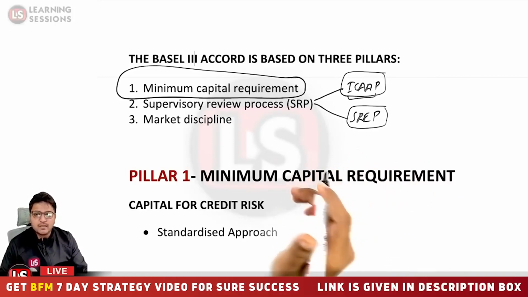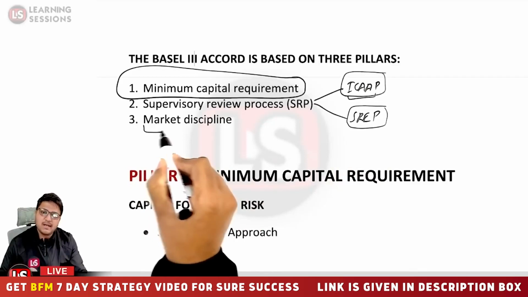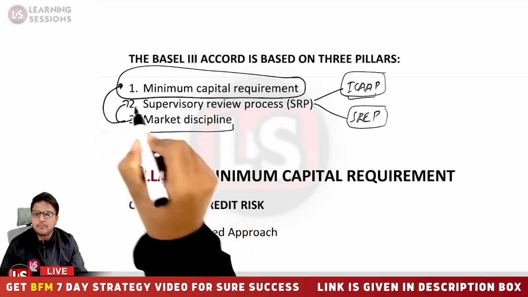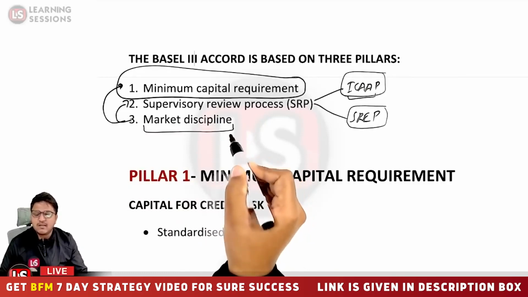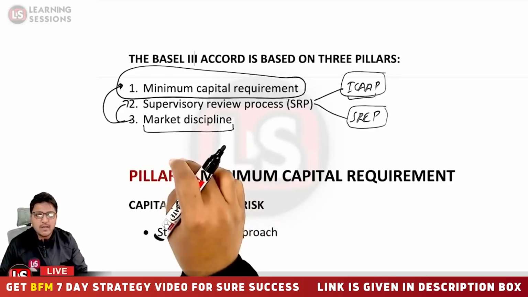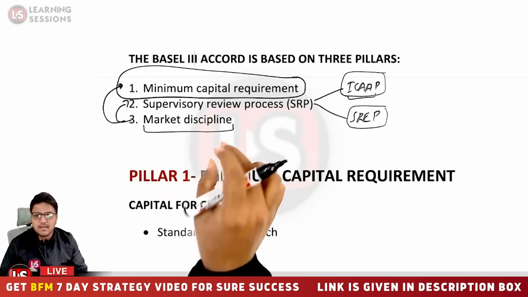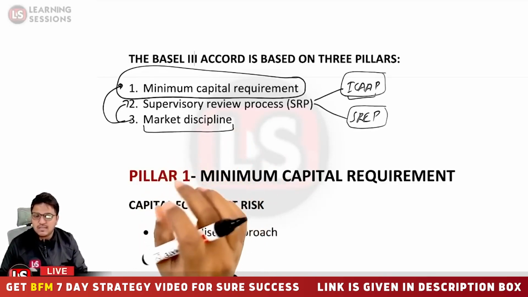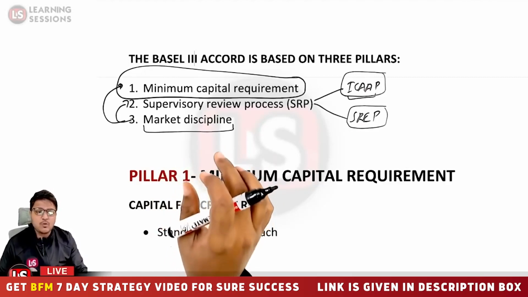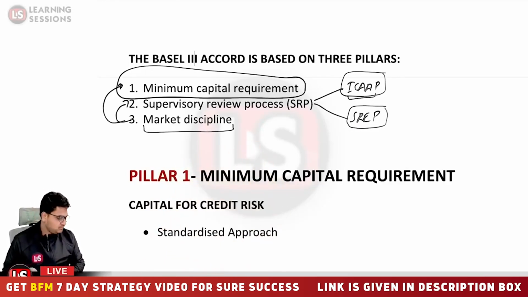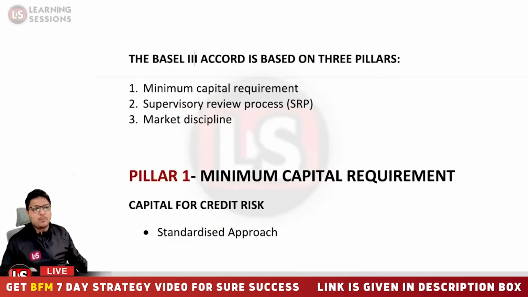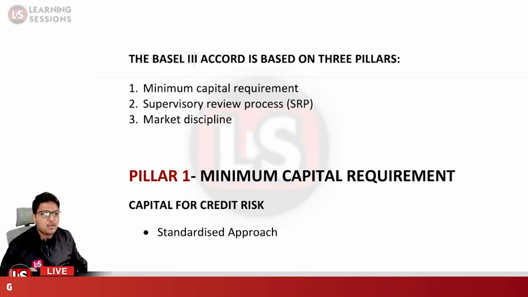And further, the third pillar is market discipline, which basically supports these two pillars. That is related to transparency. How can we be disciplined in the market itself? By having transparency about what our CRAR is and what different risks we are dealing in. So that is related to transparency. So first of all, we will be covering pillar 1, that is the minimum capital requirement.